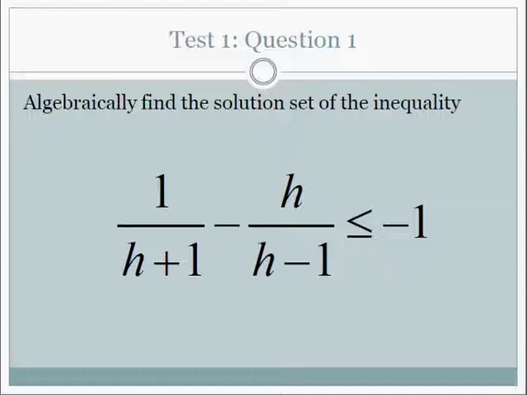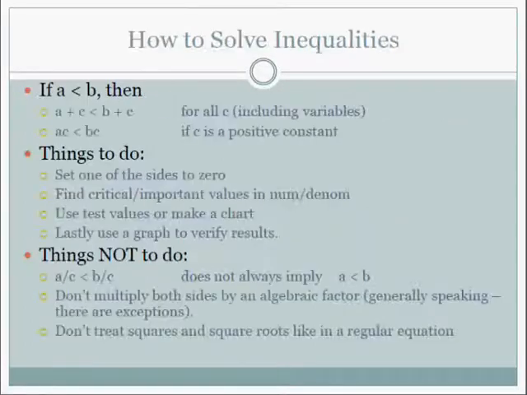So admittedly, students in general freak out when they see inequalities. They remember these weird rules that don't always make sense. But let's just go over the basic things. What's going on with an inequality? How is it different than a regular equation? How is it the same? What are the important things that we need to take away from it?